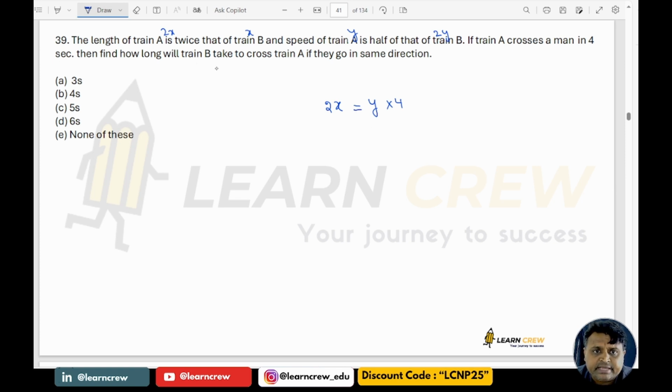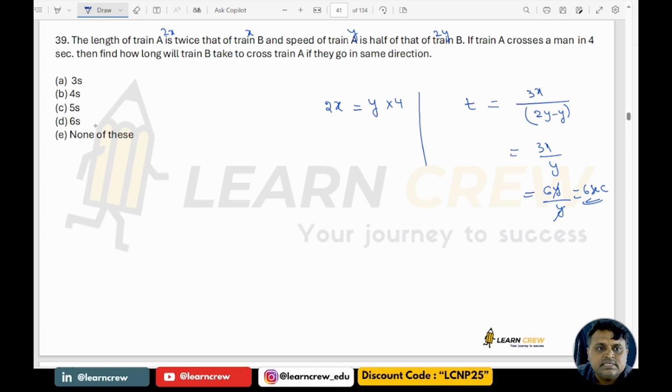How long will it take for train B to cross train A if they go in the same direction? So time taken. Time is equal to distance. Distance means sum of the lengths of both the trains, which is 3x. They are moving in the same direction, so relative speed is y. So it is 3x by y. So 2x is 4y, so 3x is 6y. So 6y by y. Thereby the answer is 6 seconds.